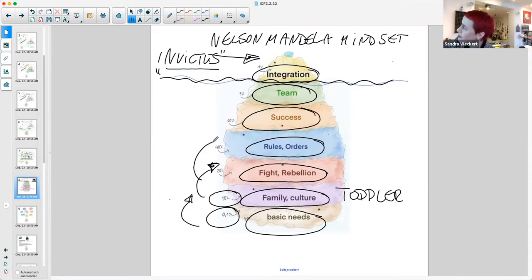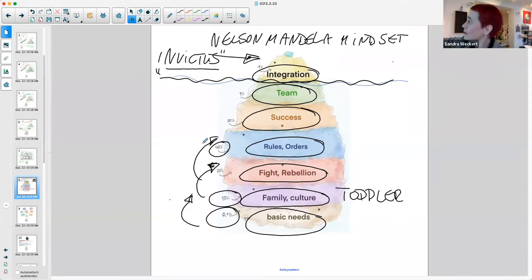And afterwards comes the next one, the blue level, where, look at this, 40% of adult people have their point of gravity there. It means you have the rules and the orders, what is right and what is wrong. A very important level in order to have structure, to know what to do and what not to do, and to be able to survive in the world and organize yourself.